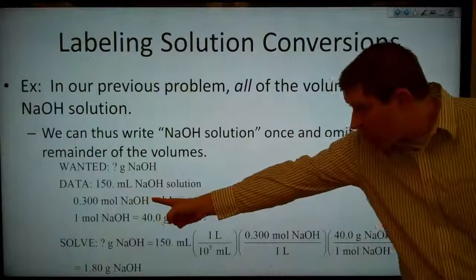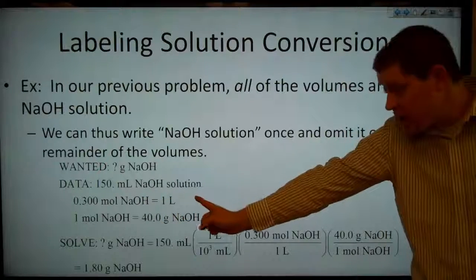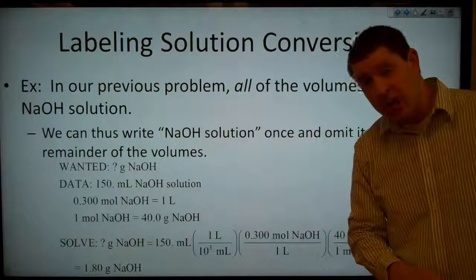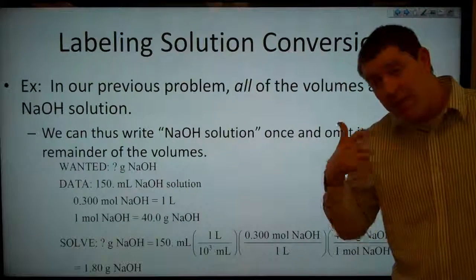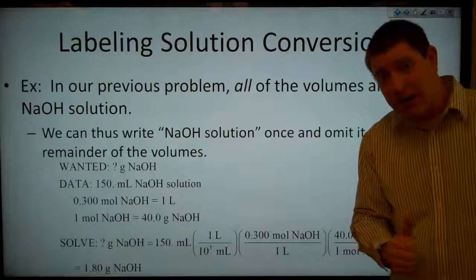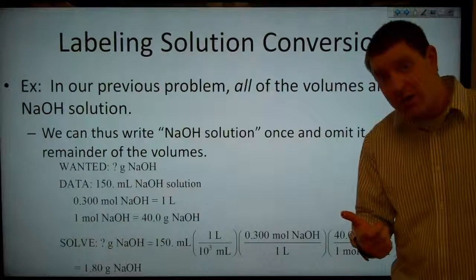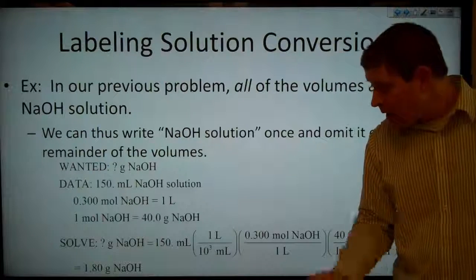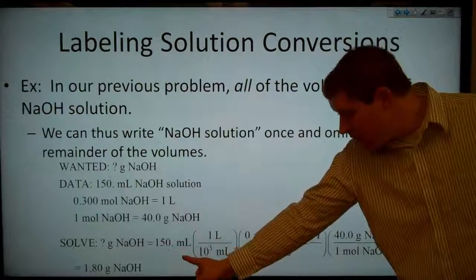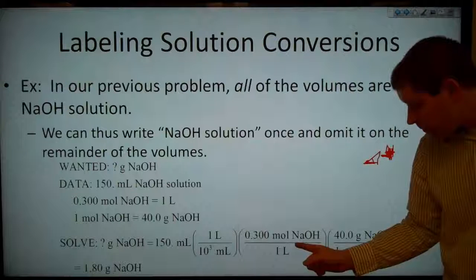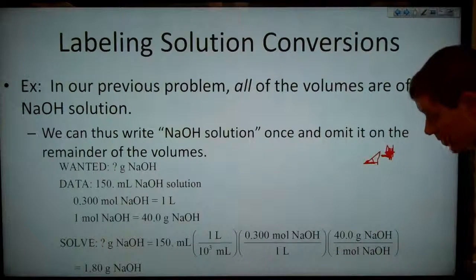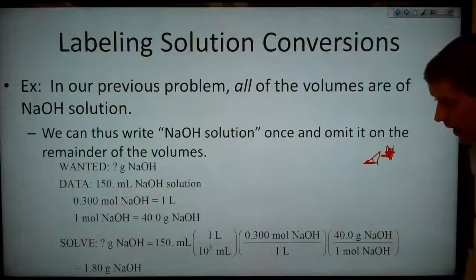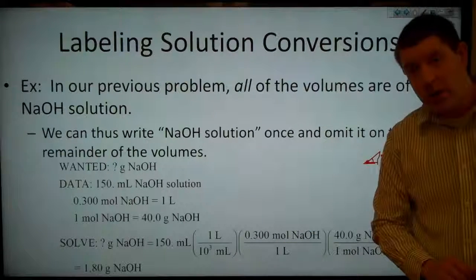So we have 0.300 moles of sodium hydroxide equals 1 liter, and it's assumed then that that means 1 liter of sodium hydroxide solution. If you have some other volume being measured, then you can't do this, and you have to keep labels on everywhere. But note that now we've got 150 milliliters, we convert to liters, convert liters to moles of sodium hydroxide, and moles of sodium hydroxide to grams of sodium hydroxide. And so it shortens our calculation a bit.